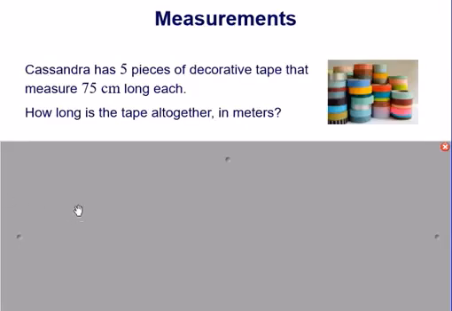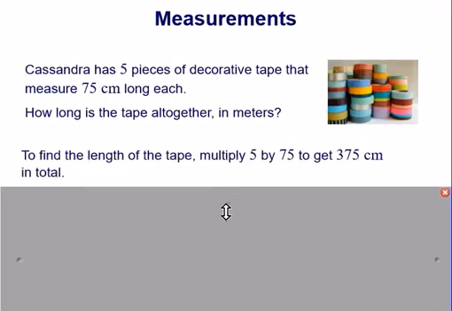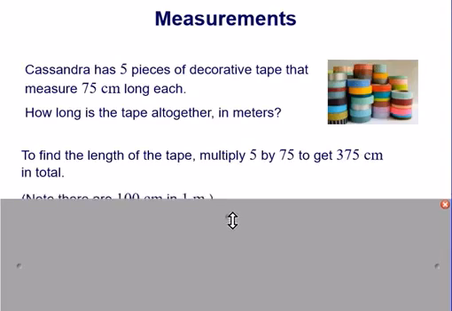Another example, we can look at decorative tape. Cassandra has 5 pieces of decorative tape that measure 75 centimeters long each. How long is the tape altogether in meters? So, to find the length of the tape, we're going to multiply 5 for the 5 pieces by 75 for the centimeters to get 375 centimeters in total.